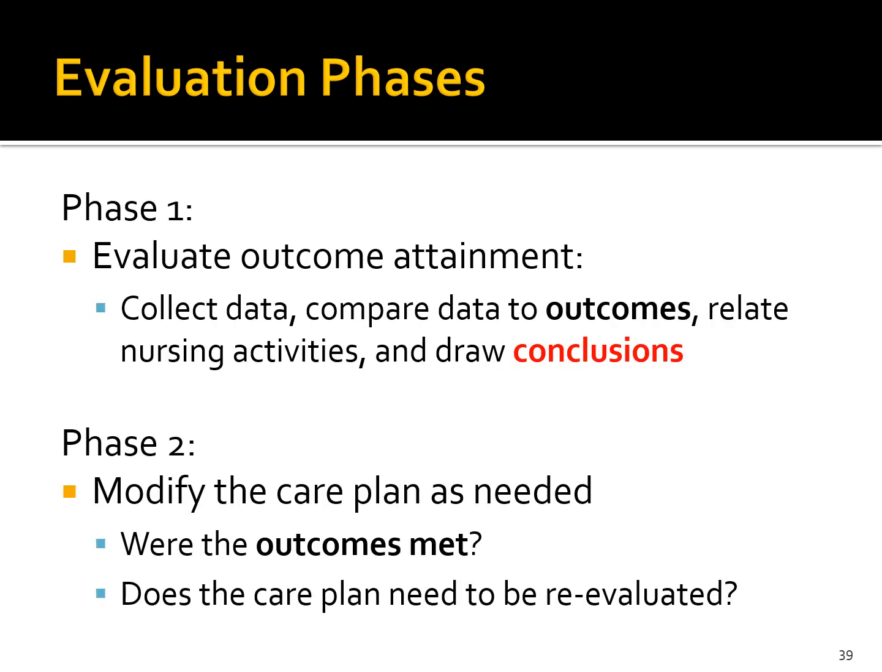So the phases of evaluation. Phase 1: you evaluate the outcome attainment. You collect the data, compare data to the outcomes, relate nursing activity, and draw conclusions from that. So, did you meet it or not? Phase 2 is modify the care plan. Were the outcomes met? Does the care plan need to be reevaluated? We'll go into these a little bit more.